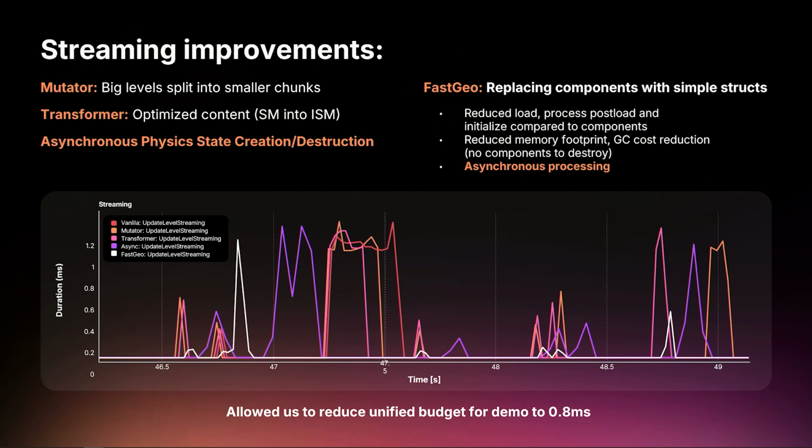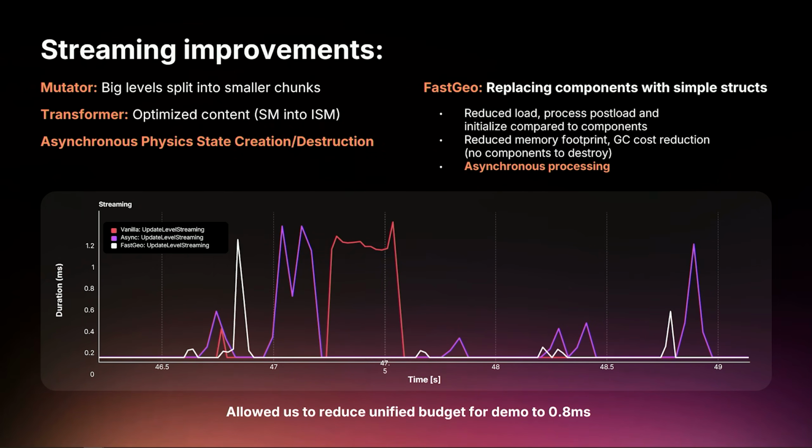On the performance side, we have the graph with all the transformations we did so far, but let's focus on those 3. Fast Geo greatly impacts performance because we don't have to load and post-load and create all the components, and run all the registration for the environment that doesn't have to have it. Here we showcase the data with our base setup, but in the final demo, the whole budget for the streaming was just 0.8 milliseconds.